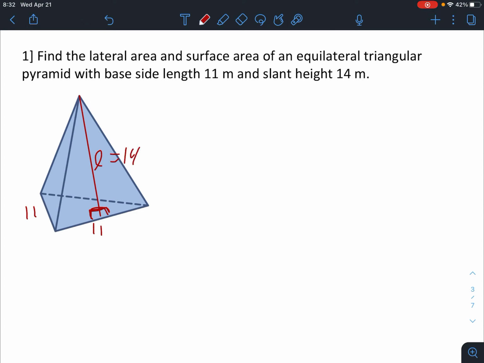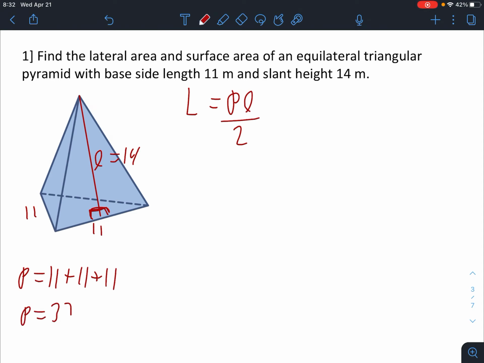Okay, so let's start with our lateral area. And our formula from up above is PL over 2. So perimeter of the base times the slant height divided by 2. Well, the perimeter of the base is just 11 plus 11 plus 11, or 3 times 11, which is 33. Our slant height is given to us. It's 14. So all we got to do is type that into our calculator, and our lateral area is 231 square meters.